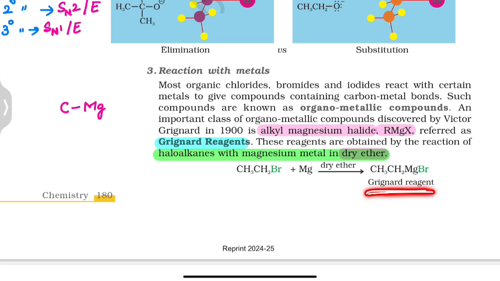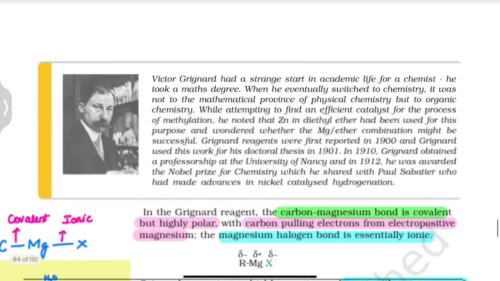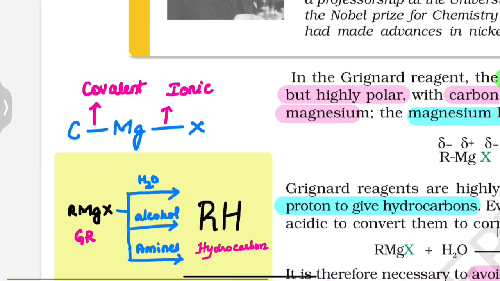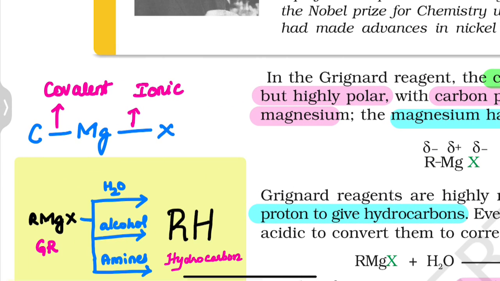So mainly here what you should see is carbon metal bond will be formed. Here you can see carbon and magnesium bond will be formed in the Grignard reagent. In the Grignard reagent, the carbon magnesium bond is covalent but highly polar, with carbon pulling electron from electropositive magnesium. The magnesium halogen bond is essentially ionic. So this question can appear in the examination.